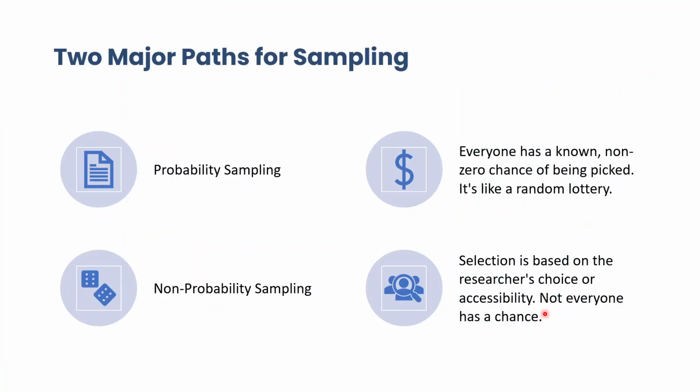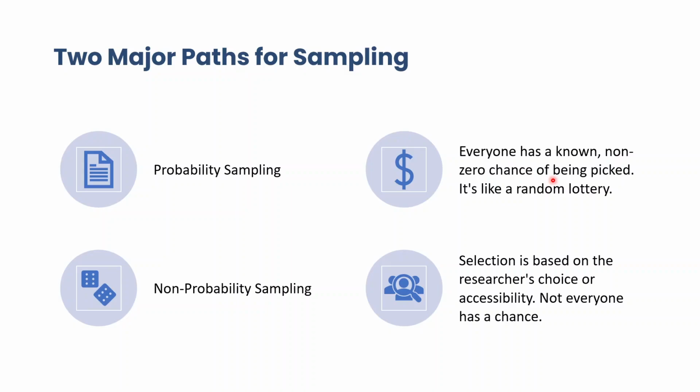So whenever we have to pick samples or identify sampling units from a population, for that we have two possible methods or two possible paths. One is called probability sampling, the other one is called non-probability sampling. What is probability sampling? Every single person or every single object in the population has equal or a known non-zero chance of being picked.